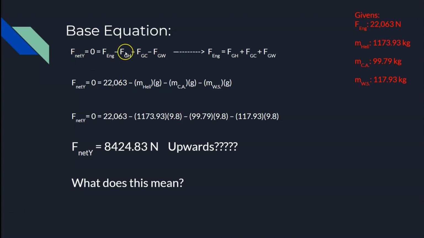So then to find the force of gravity, you would just take the mass of the object and multiply it by gravity, which is a constant given of 9.8. So then after plugging all of that into the equation, we find out that F net of Y would still equal a positive 8,424 newtons, which means that that force is going up, which wouldn't make sense at all because in the scene, Captain America catches the helicopter and then it starts to drop.